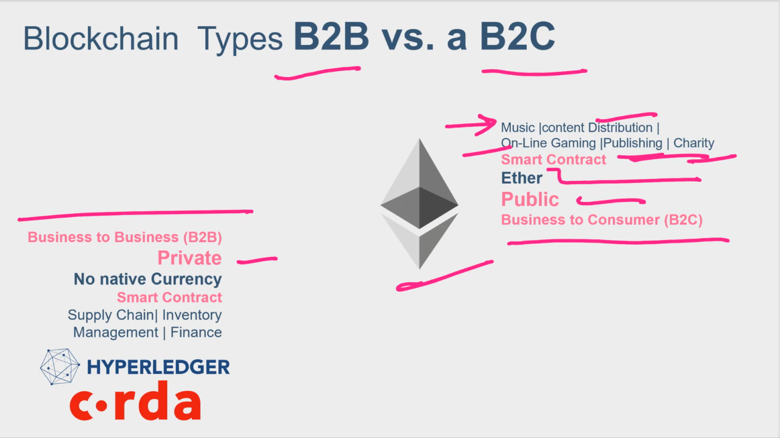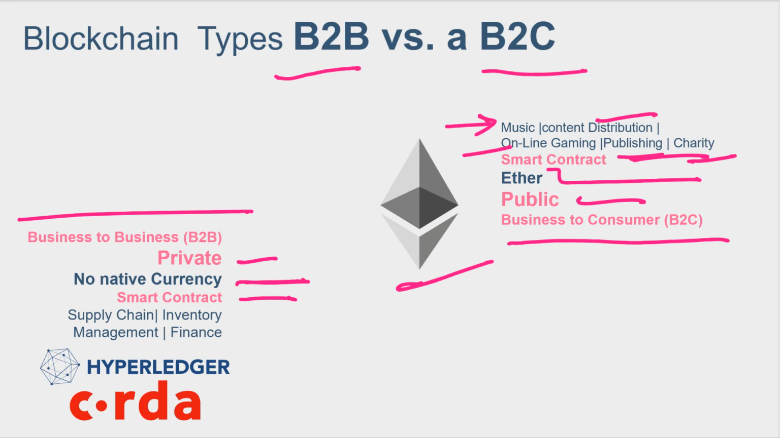Whereas business to business is more of a private type of enterprise blockchain. They are private, which means they are permissioned, like you need to get permission before you join. There's no native currency supported because it's a private network, so it's more of a subscription-based model where different enterprises that want to join the blockchain network pay some sort of subscription or fee, but there's no need for a native currency. You can code a currency on top of the existing platform, but there's no native currency supported by the platform.